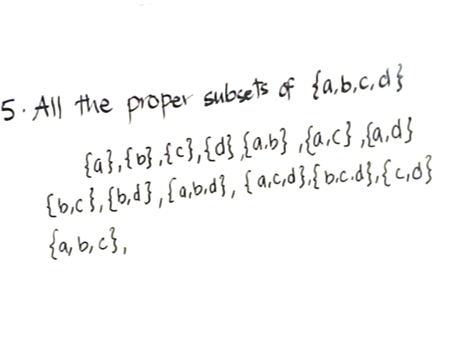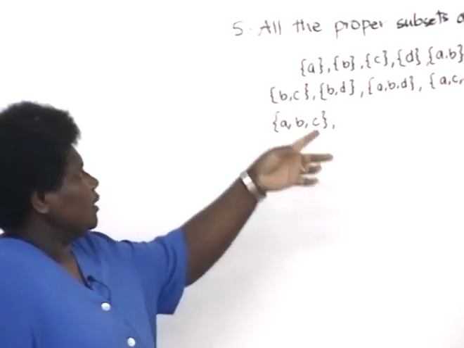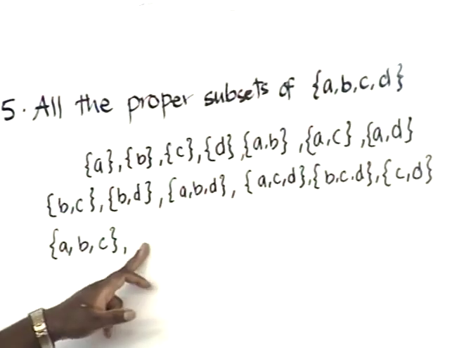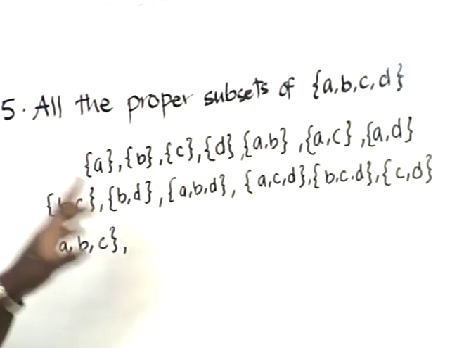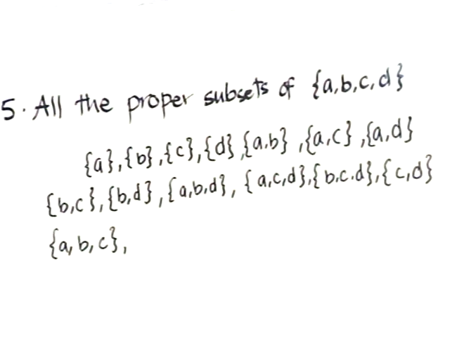Was the mic on? Yeah. Okay. The question says you have to list all the proper subsets of A, B, C, D. If you put the null set and the set A, B, C, D, they are subsets, but they are not proper subsets. So that's the difference. So the null set and the last set are not proper subsets. They are subsets, but not proper subsets. So the number of proper subsets here will be 14. Okay?